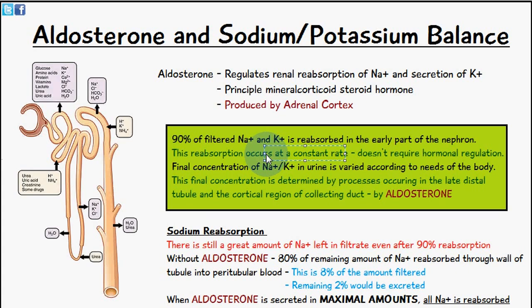So aldosterone is a mineralocorticoid, or a steroid hormone, which is produced by the adrenal cortex, and it regulates the renal absorption of sodium ions and the secretion of potassium. On the left hand side here we've got a diagram of a nephron.